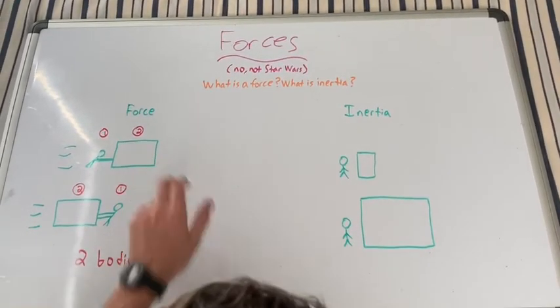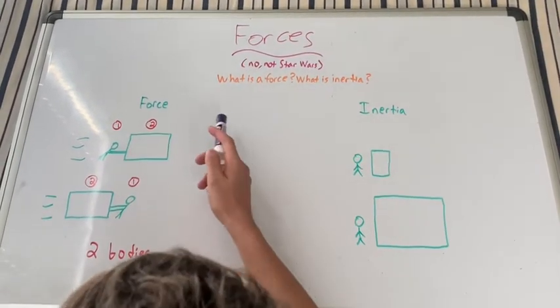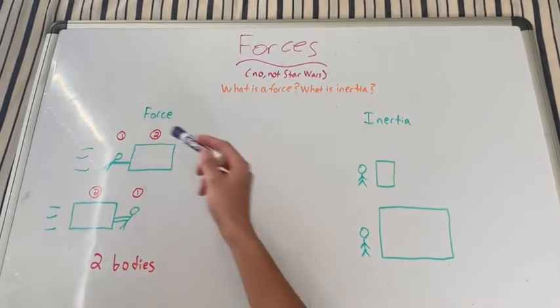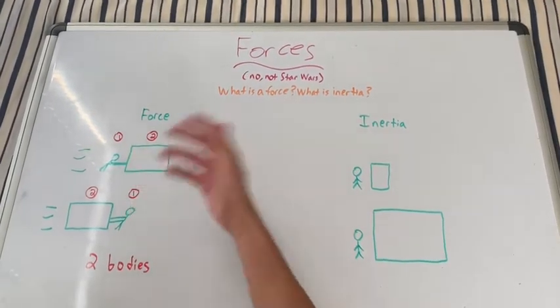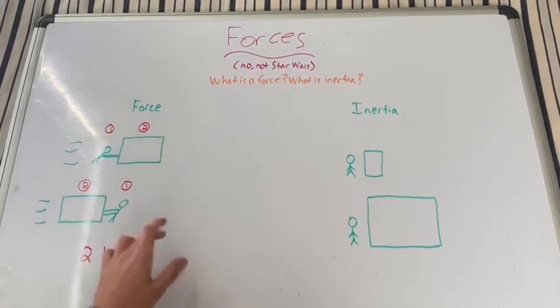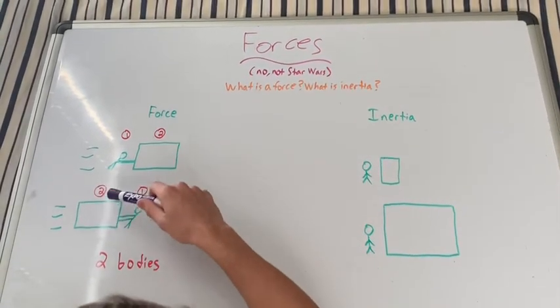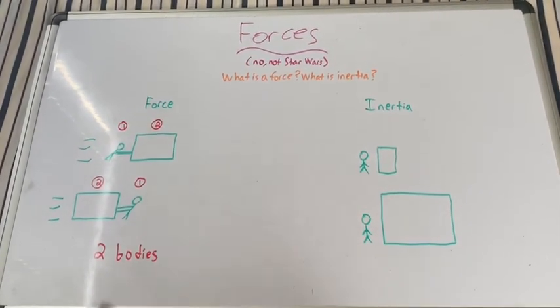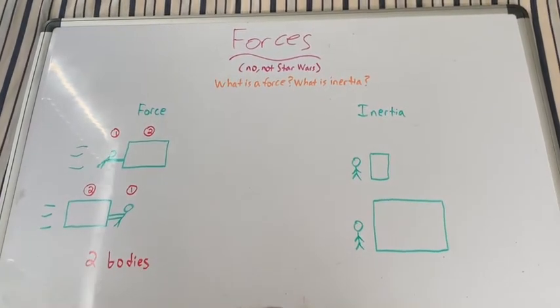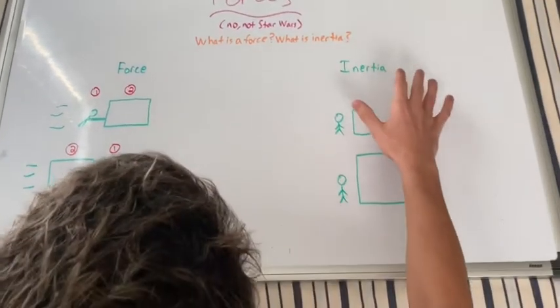And in the first example, we see a man pushing a box. So we have two bodies, and it's resulting in the box speeding up. And then here we have a pull. It also results in the box speeding up and changing direction. So that is what a force is. And now let's go on to inertia.